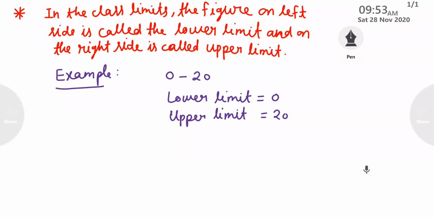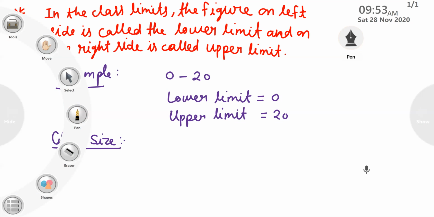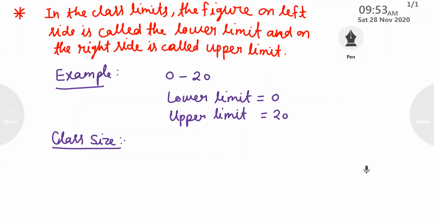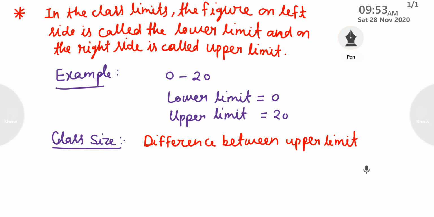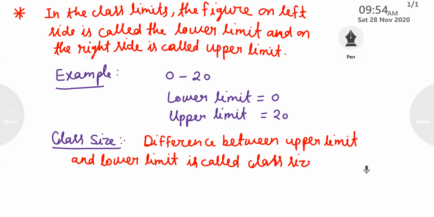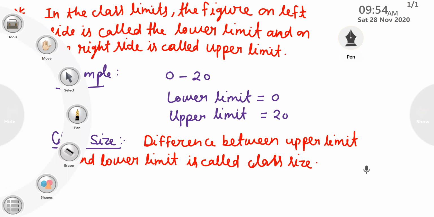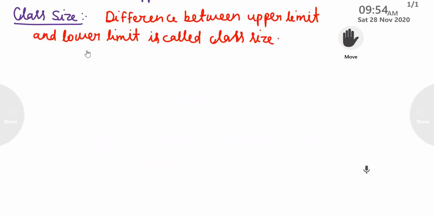Next key heading, class size. Difference between upper limit and lower limit is called class size.